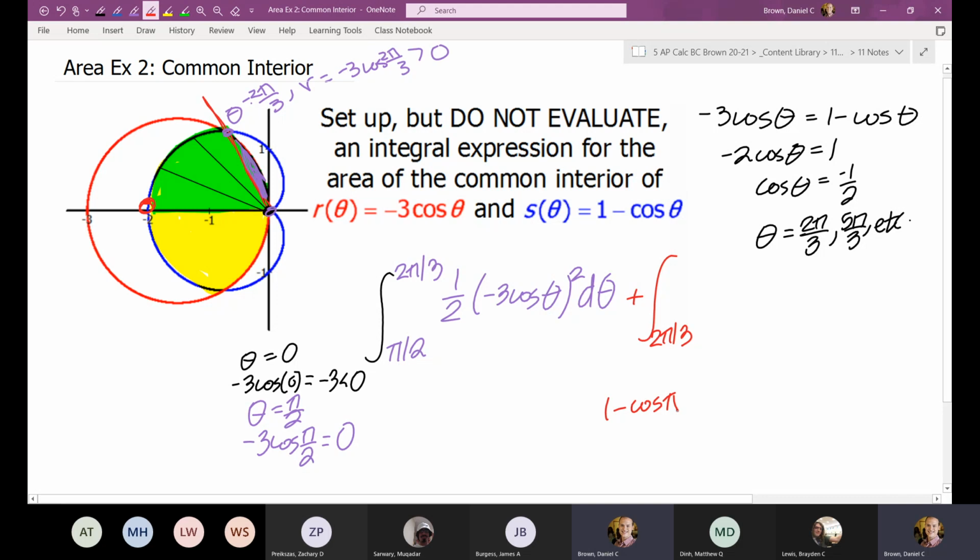1 minus -1, that's going to be a positive value. Is that what I wanted? Yeah, 2 pi over 3 was a positive r. I want to keep a positive r. And then I have 1/2 r squared d theta. Make sure you go back and answer the question.